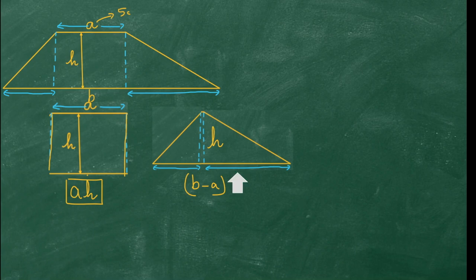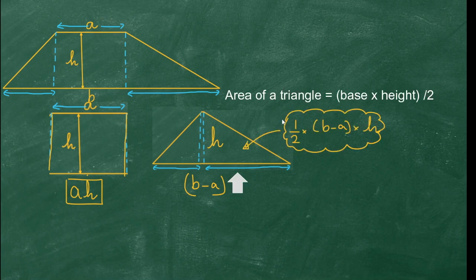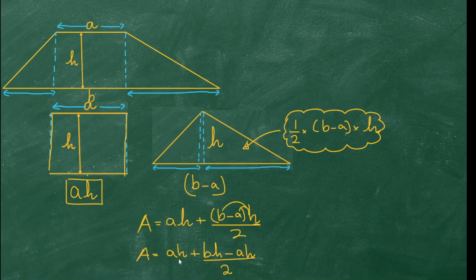So what's the area of this shape now? I have an expression for the area of the rectangle, so the total area should be the sum. This is ah over 1. I'm going to multiply top and bottom by 2 so I can get the same denominator.